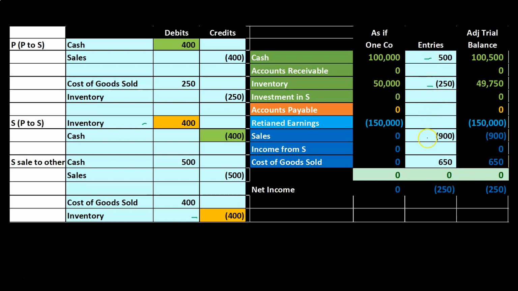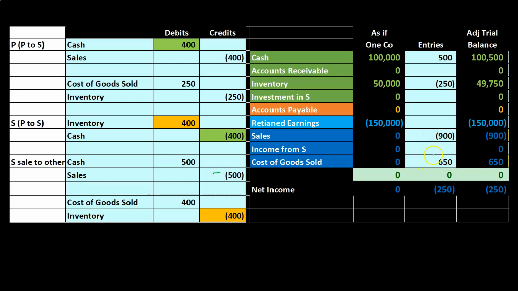However, the sale is overstated. So if we think about the sales, what happened is we had the 400 sales over here, and then we had the intercompany sale as well of the 500, which is going to be that 900. So the sale is overstated. What does it need to be? We want it to be that 500 here.